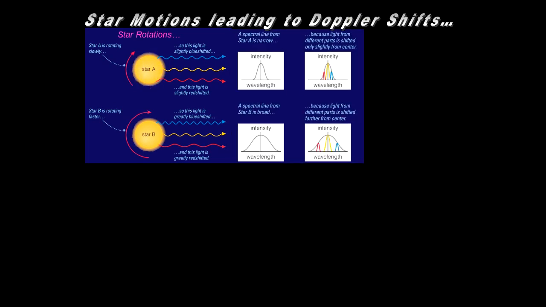So here we see a star rotating, and what this is going to produce is, well, if you're observing the spectrum of the star and the material is coming toward you, it blue shifts. If the material is moving away from you, it red shifts.